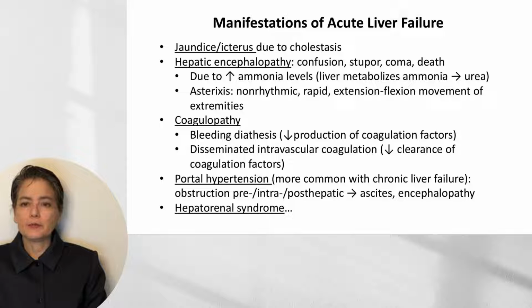Portal hypertension is something we'll talk about more when we talk about chronic liver failure, because that's where it's more common. But you can see this in acute liver failure due to obstruction that is either pre, intra, or post-hepatic. And this will lead to ascites and contribute to encephalopathy. And then there's one more consideration, which is hepatorenal syndrome, which is a little bit complicated, so let's give it its own slide.